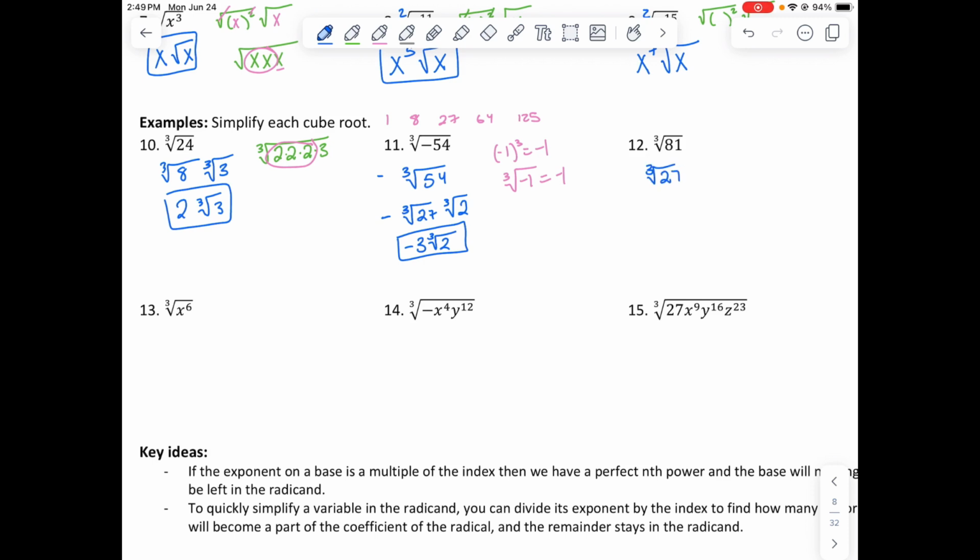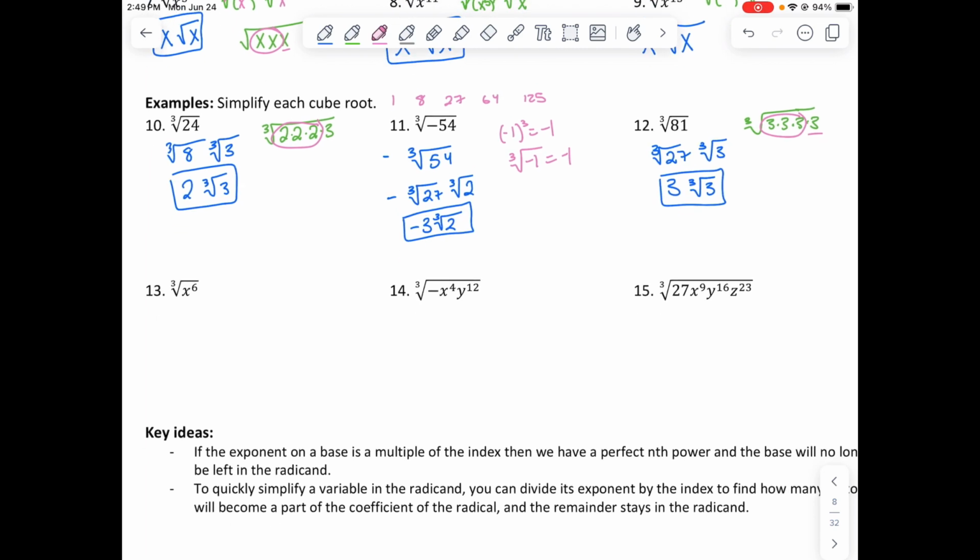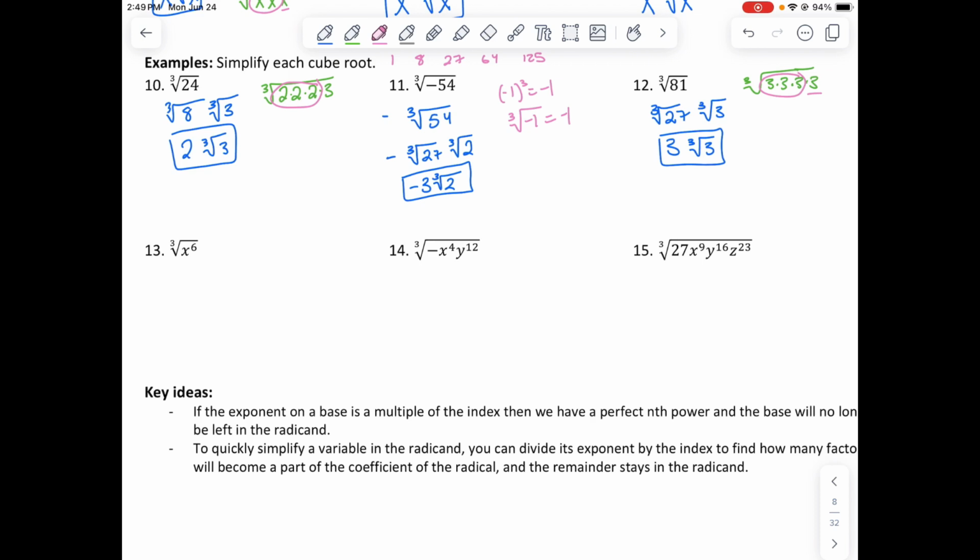81, well, the biggest perfect cube that goes into 81 is again 27, and so this time it's the cube root of 27 times the cube root of 3, so I have 3 times the cube root of 3. If I wrote out all of my factors, 81 is 3 times 3 times 3 times 3, and so I would pull out one of those sets of 3 3s, and I'd still have a 3 left in my radicand. We're going to use our same patterns that we saw before that are listed at the bottom here, if you're looking for them in writing, to simplify these cube roots with variables.